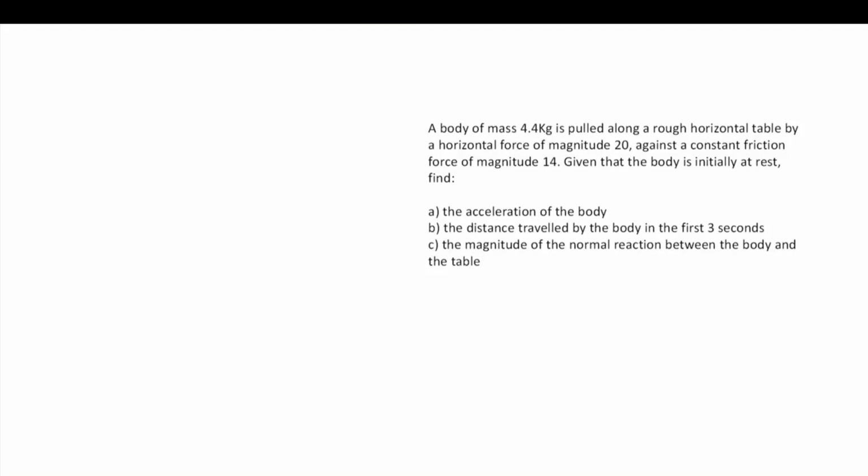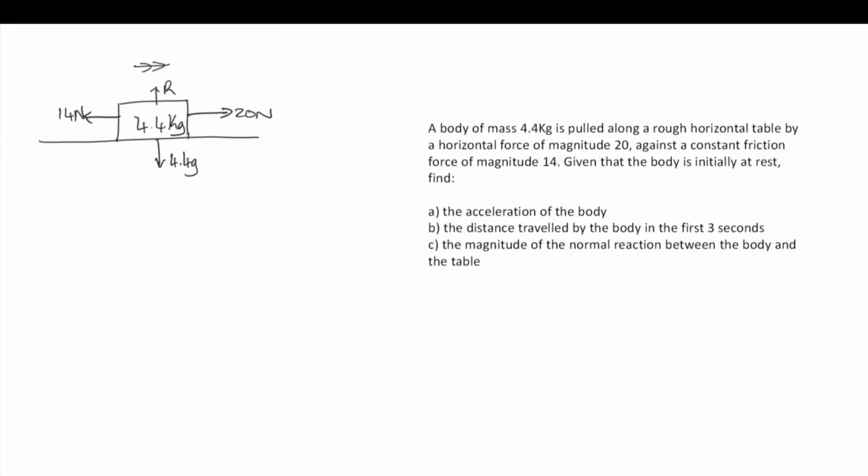Okay, before we do anything, let's actually get a good force diagram showing everything. So here's the rough horizontal table, and here is going to be the body. It has a mass of 4.4 kilograms, and it's moving in this direction to the right. Let's add some forces. It's being pulled by this 20 Newton force. There's a resistive frictional force of 14 newtons, and naturally we have the weight of 4.4 g and the reaction force from that.